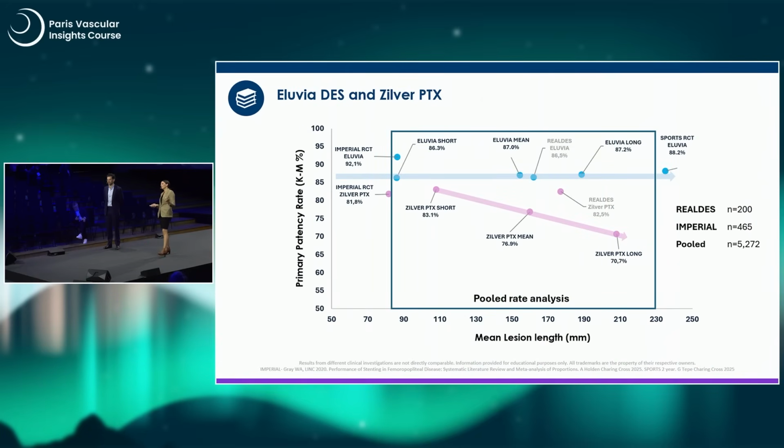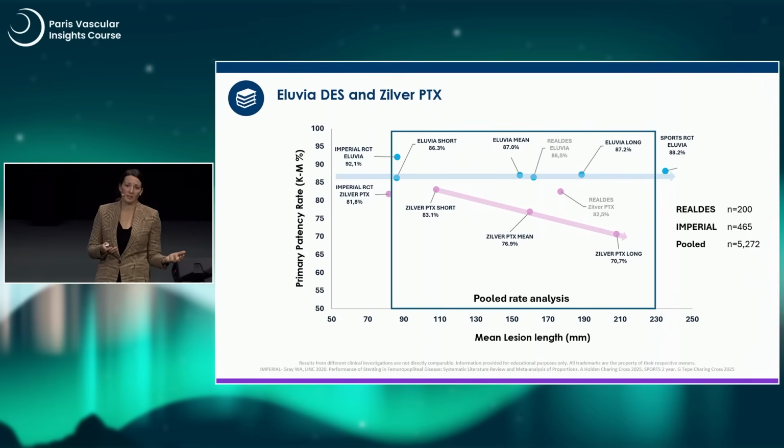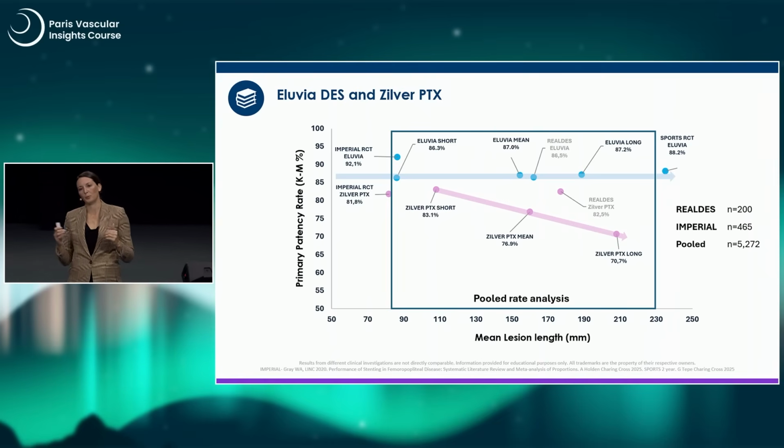The other question is, we say DES is probably better than a BMS, but is it going to be Silver PTX or Eluvia? At 12 months, we've got data from the IMPERIAL study showing that Eluvia does better than Silver PTX. The meta-analysis also showed the same thing, that there was a difference when the lesion was getting longer. Silver PTX was performing worse and Eluvia remained steady. And in the real DES study, I know there was no significant difference, but at 12 months, you still had this gap between the two, even if it wasn't as big as the one we saw in the IMPERIAL study.